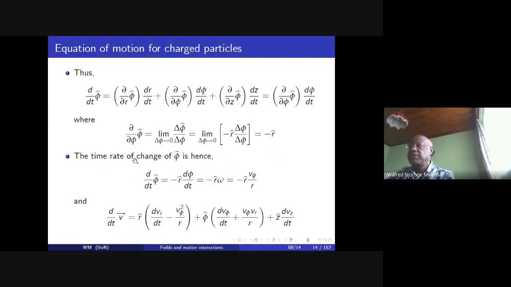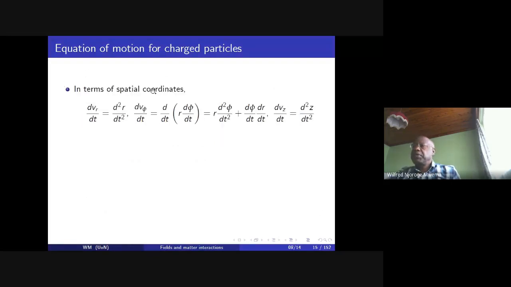So the time rate of change of phi is therefore given by minus r cap d phi dt, and we see it's just the omega we had before, or d phi divided by r. So d dt of v cap, of the velocity, is therefore going to be given by that expression, and we see that now we have new components compared to the Cartesian coordinate system.